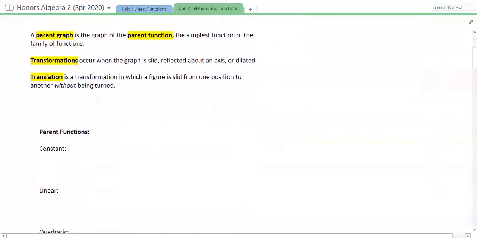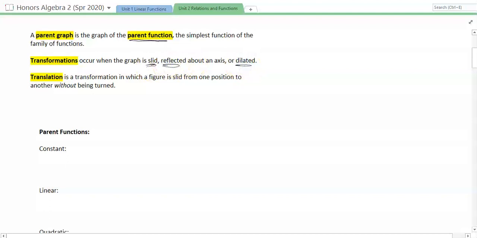Parent graph. The parent function is the simplest function of the family of functions. Transformations occur when the graph is slid, reflected about the x-axis, or dilated. So again, it can be slid, it can be reflected, or dilated. Those terms will come up in a moment.